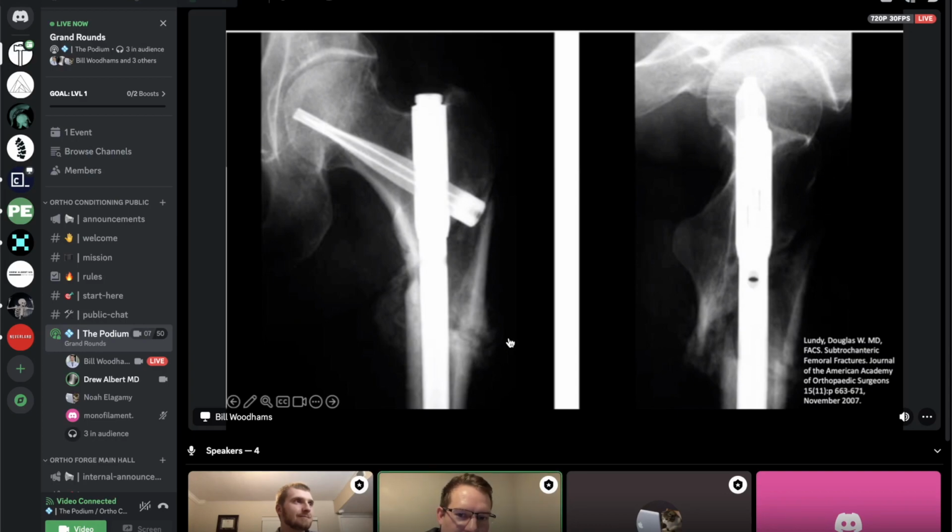But what other things do you want to evaluate, Noah, when you're looking at these types of constructs to see if they did a good job? I would say alignment. It looks like it might be slightly varus. I agree with that. It might be slightly varus. What else?